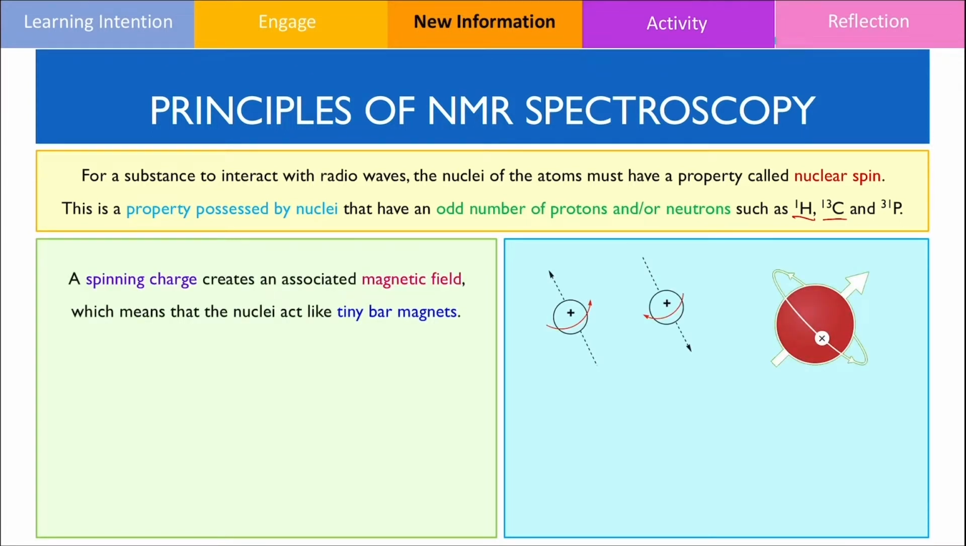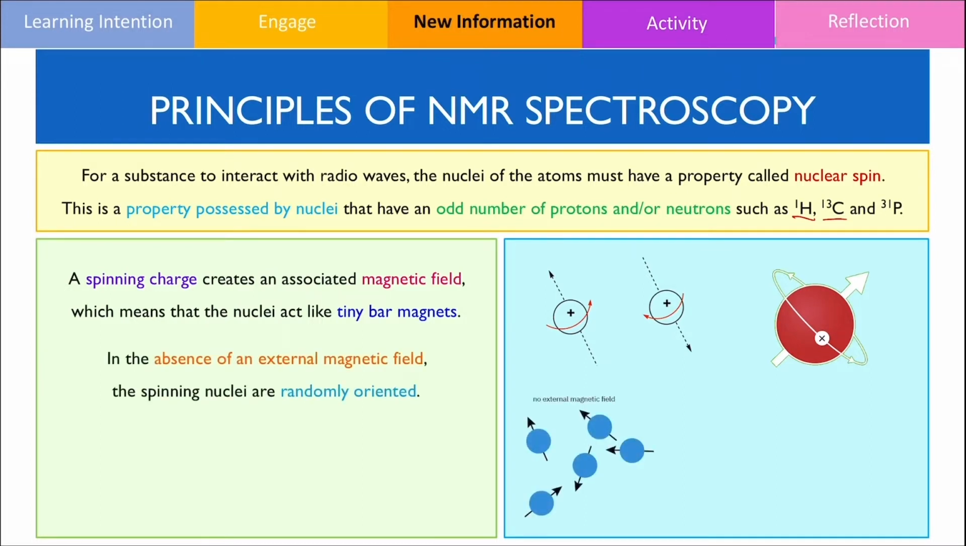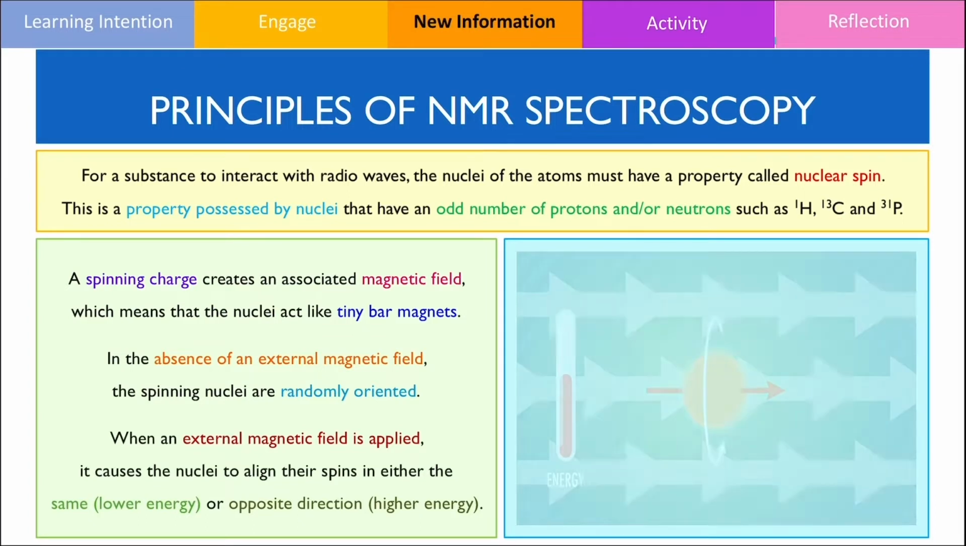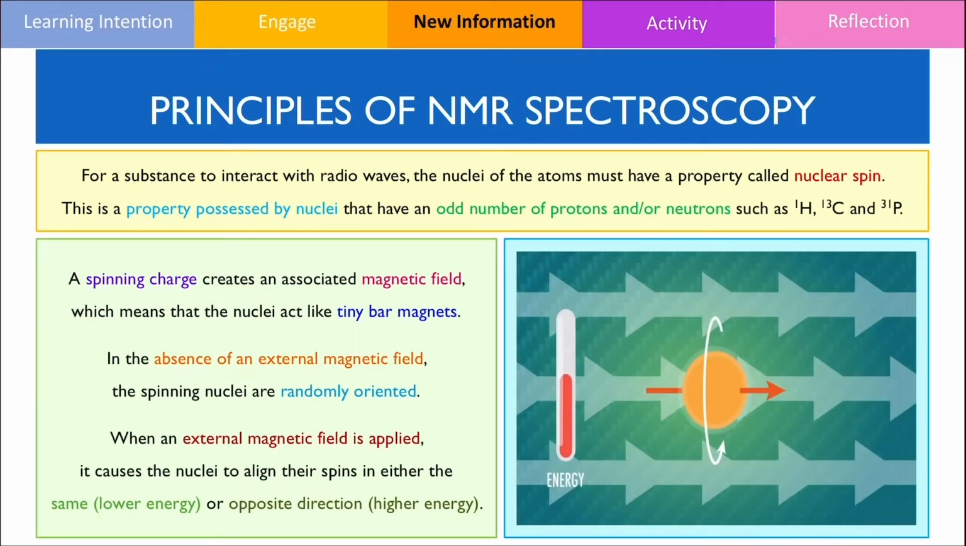In the absence of a magnetic field, the spinning nuclei are randomly orientated, but when an external magnetic field is applied, the majority of the spins will align in the same direction, which has a lower energy. Alternatively, some of the nuclei will have higher energies and will therefore spin in the opposite direction of the external magnetic field. This is best represented by the following animation.